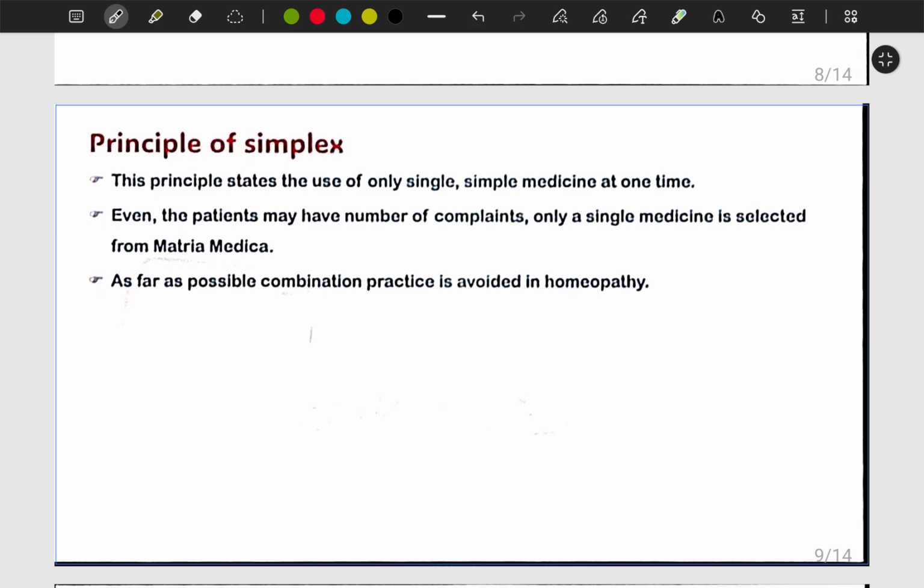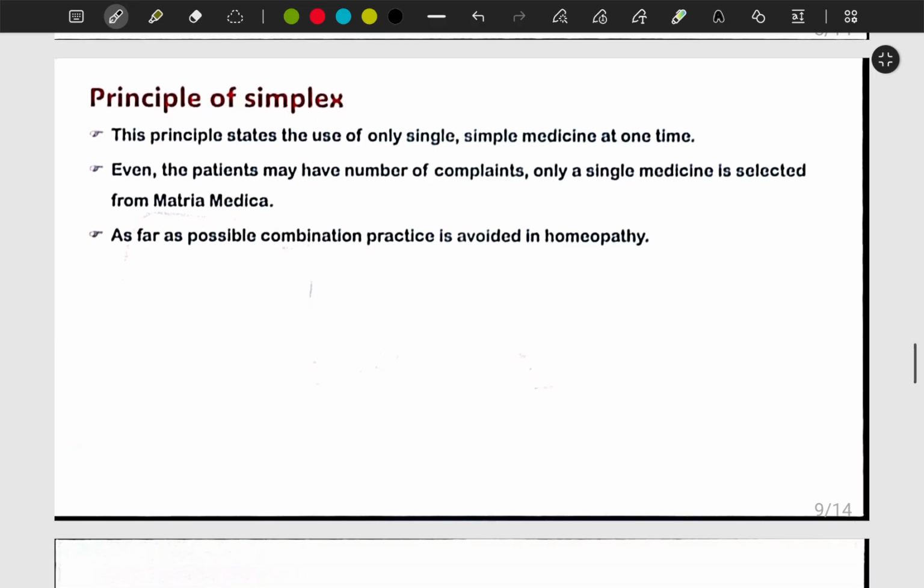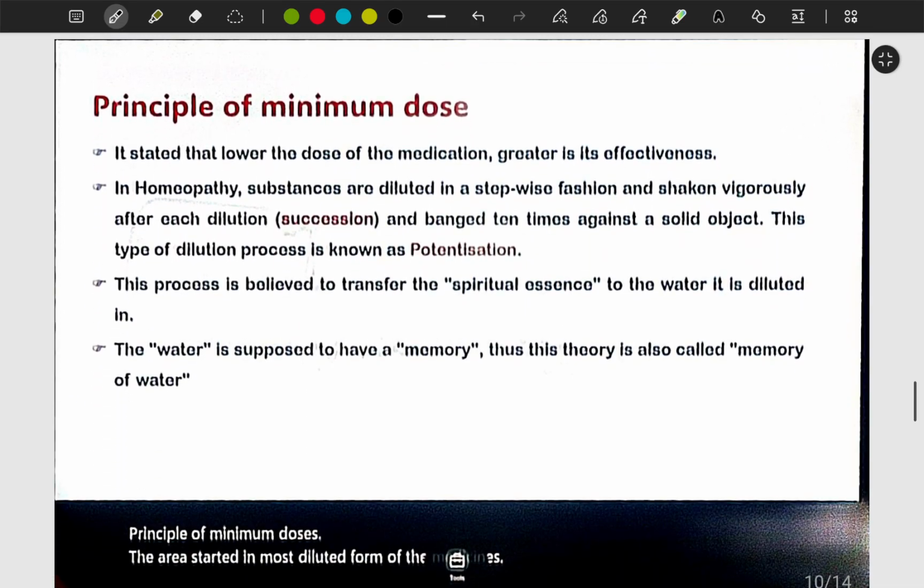Principle of simplex. This principle states the use of only a single simple medicine at one time. Even if the patient has a number of complaints, only a single medicine is selected from Materia Medica. As far as possible, combination practice is avoided in homeopathy.